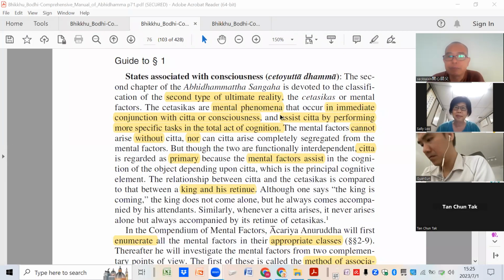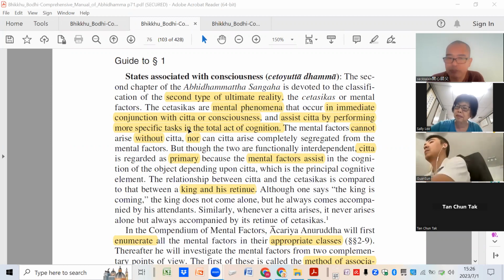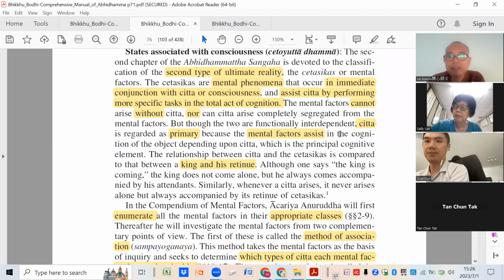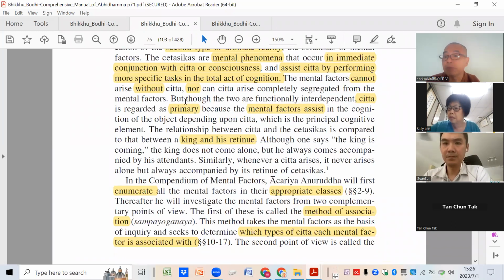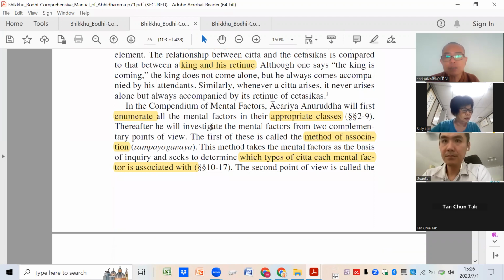Then you see, this is a mental phenomenon, in immediate conjunction with citta, consciousness, like the flesh of the orange, assisting citta in performing more specific tasks. So we need the flesh, the juice, the seed to help the orange perform the function as an orange. The mental factor cannot arise without the citta, and the mental factors also need the citta, like the flesh and the fiber need the orange so that they become an orange. Anyway, citta is the primary, the whole orange is the primary, but the rest of the mental factors assist it.